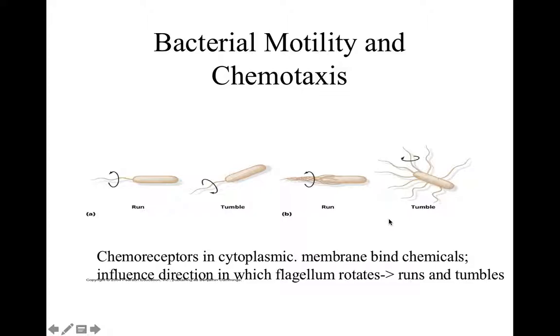So why are they doing these runs and tumbles? Well, they are responding to messengers in their environment. So for example, some bacteria have chemoreceptors for chemicals on their cell membranes, and when those specific chemicals bind, there's a complicated mechanism that then will change the direction of flagellar rotation.